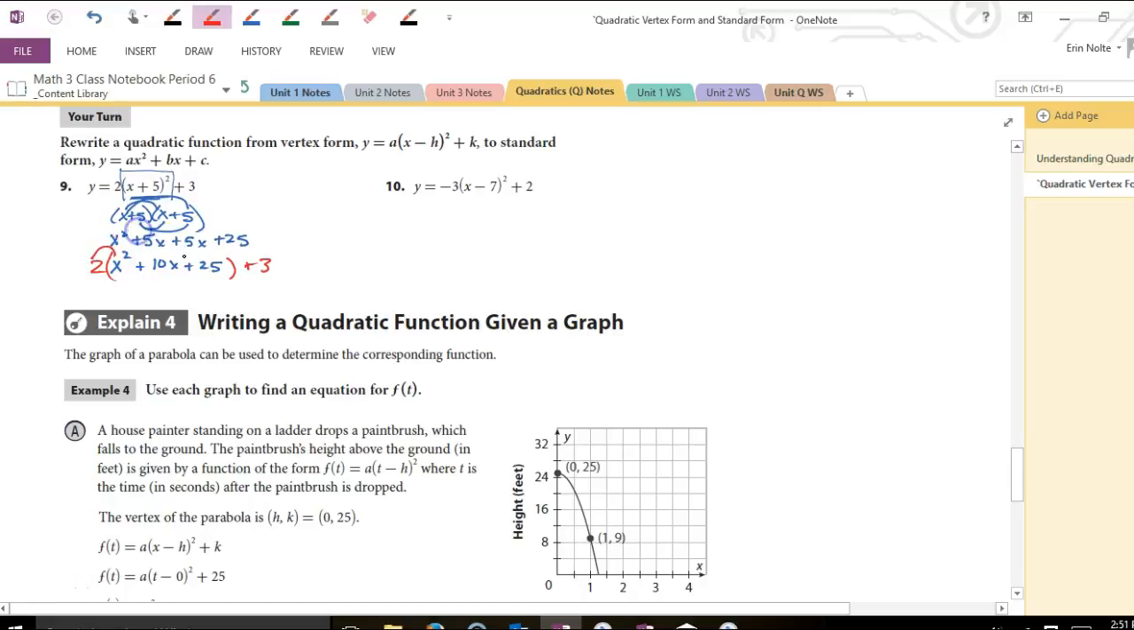So 2 times x squared was 2x squared. What's 2 times 10x? 20x. What's 2 times 25? 50. And then I still have that plus 3. Am I finished? No, almost. I have two constants that I can combine. So this is going to become 2x squared plus 20x plus 53.